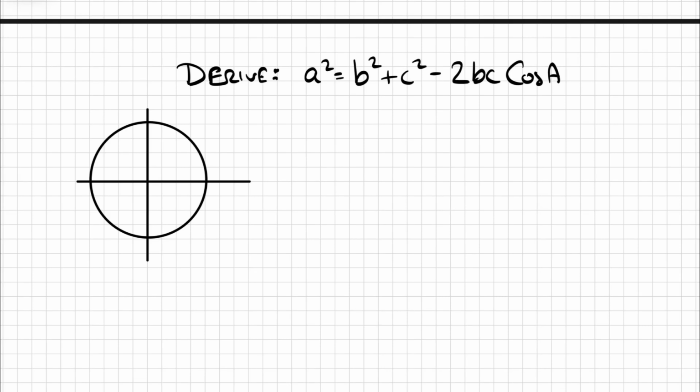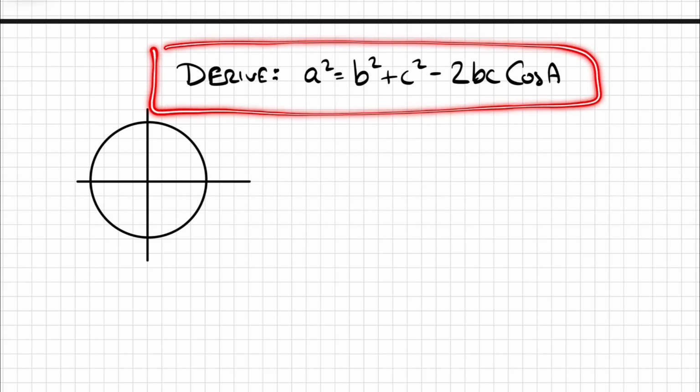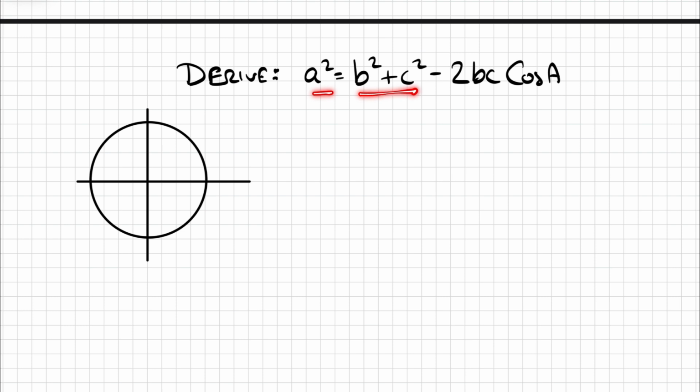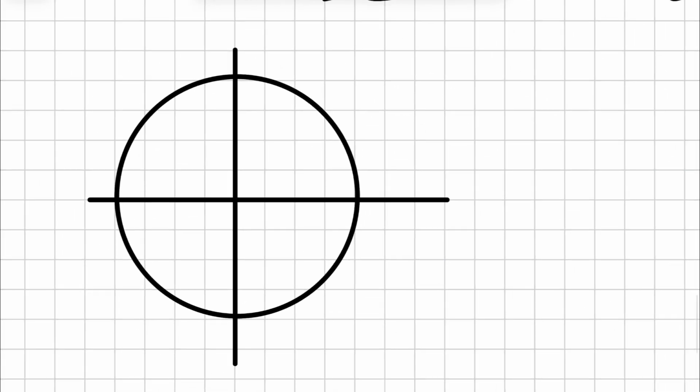Okay, let's take a look at deriving the cosine formula, or a squared equals b squared plus c squared minus 2bc cosine A. So what we're going to start with is a circle with a center at (0, 0). So make sure to draw this when you're doing the explanation. And we're going to consider a triangle that is created off that circle.